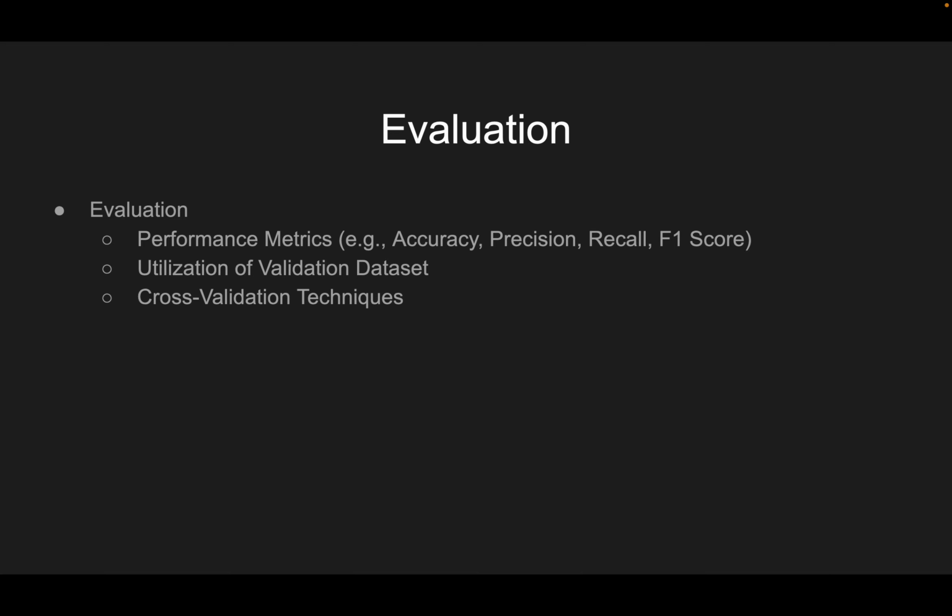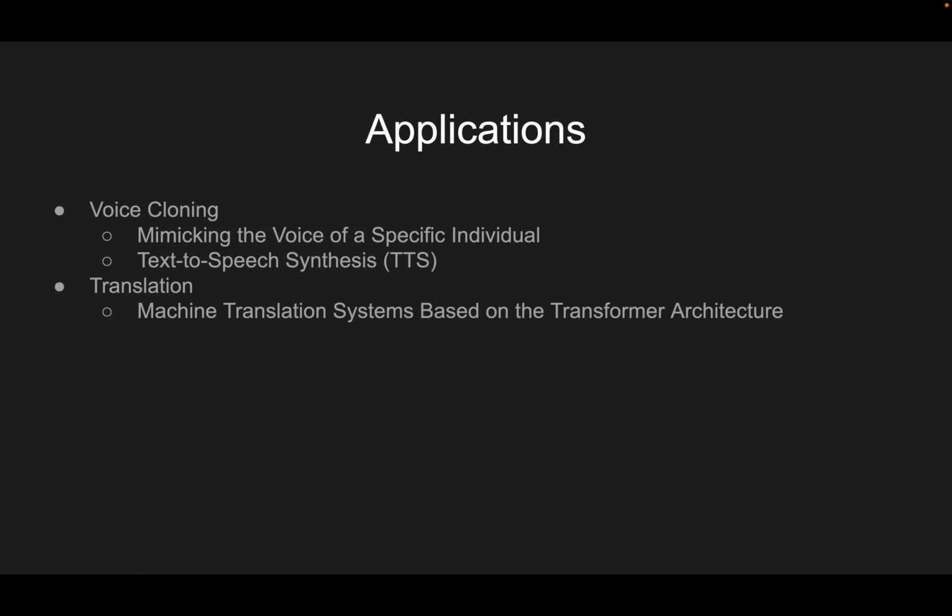Cross-validation techniques are also employed to further validate the model's performance. Cross-validation involves splitting the dataset into multiple subsets, folds, and training and evaluating the model multiple times. This helps in assessing how consistent the model's performance is across different subsets of the data, providing insights into its robustness.